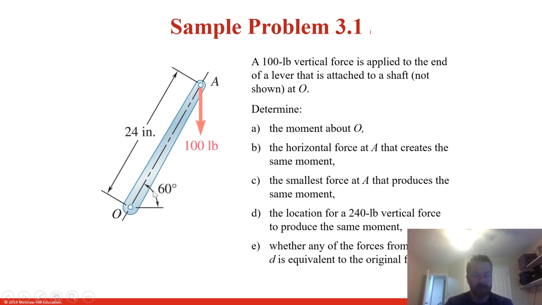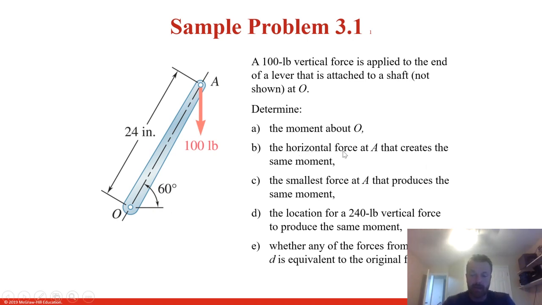What it's going to be is 24 times cos 60. That is the perpendicular distance multiplied by 100, and then just use your right-hand rule or your own intuition to see that that is going to cause a clockwise rotation. So by convention, we refer to that as a negative moment. It's rotation about the negative z-axis if we have the x and y axes in the plane of this problem.